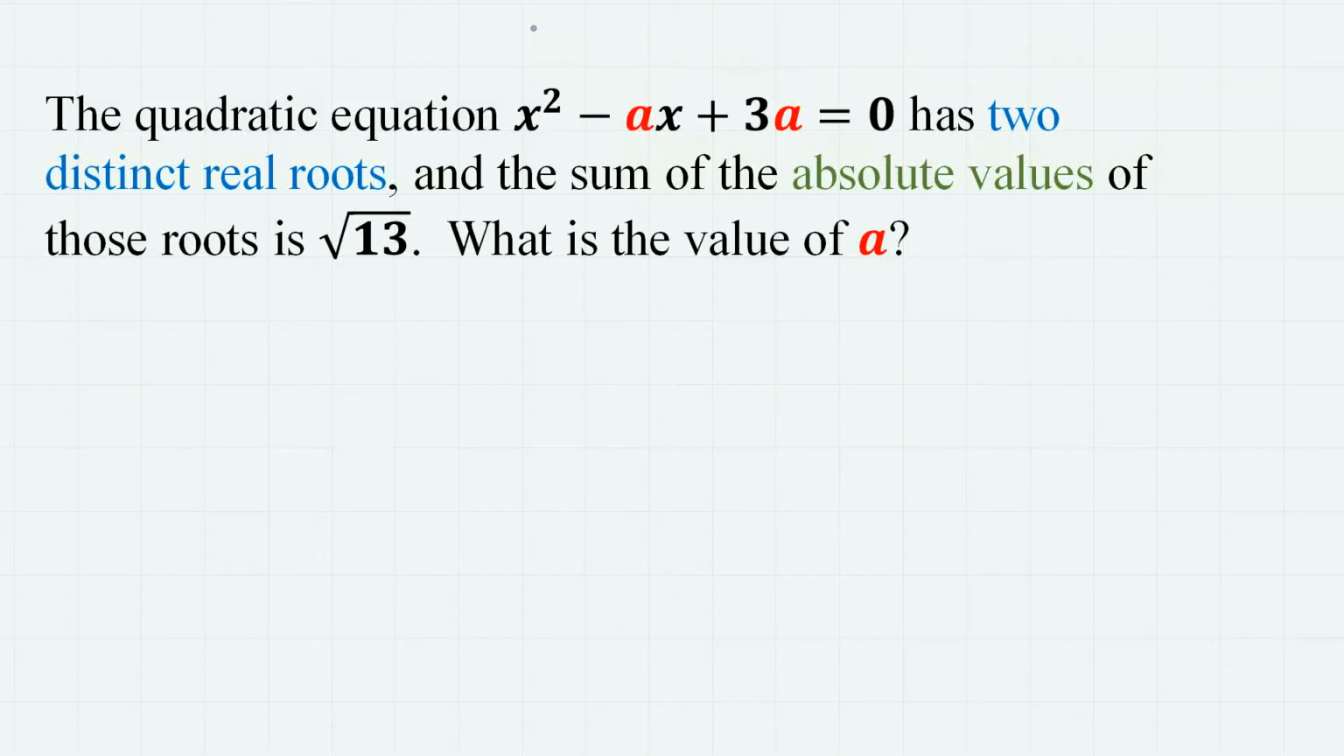In this video, we are going to solve the following problem. The quadratic equation x squared minus ax plus 3a equals 0 has two distinct real roots, and the sum of the absolute values of those roots is square root of 13. What is the value of a?